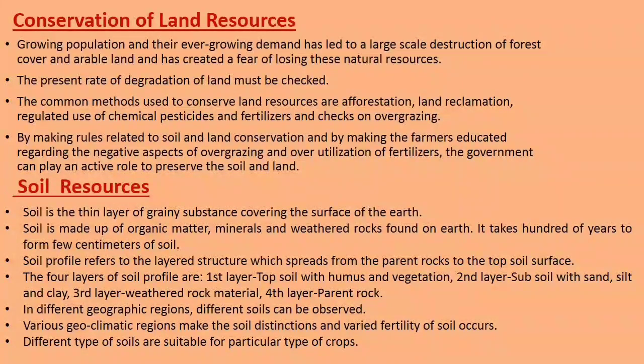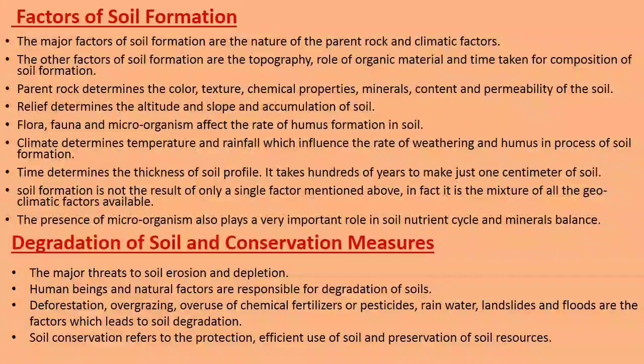Now the factors of soil formation. The type of soils found in a region depends upon a variety of factors. The first factor is parent rock. It determines the color, texture, chemical properties, mineral content, and permeability of the soil. Parent rock is the source of the fragmented material that makes up the soil.